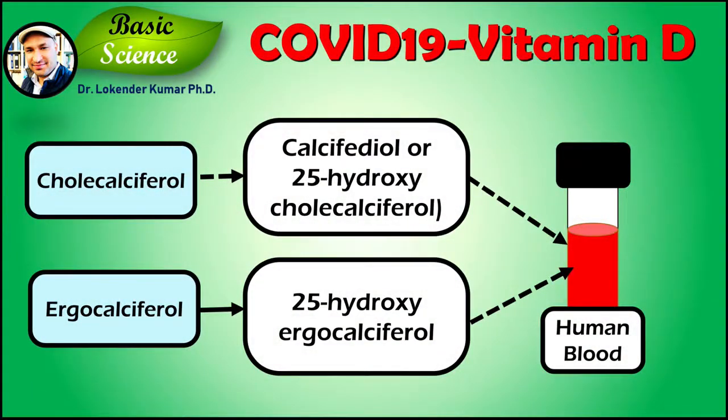Cholecalciferol is converted in the liver to 25-hydroxycholecalciferol and ergocalciferol is converted to 25-hydroxy-ergocalciferol. These two vitamin D metabolites, called 25-hydroxyvitamin D, can be measured in serum to determine a person's vitamin D status. Based on this information, vitamin D deficiency can be detected in any patient.